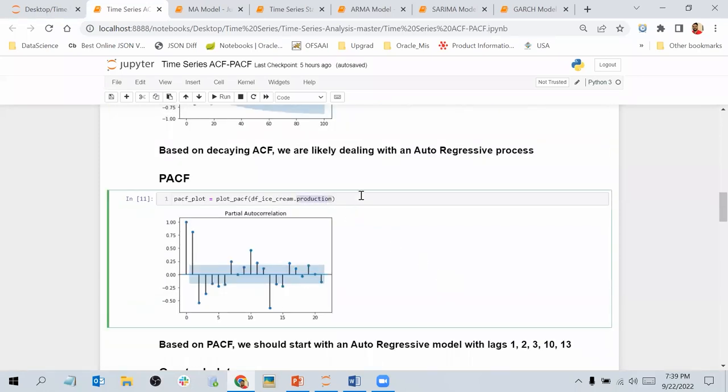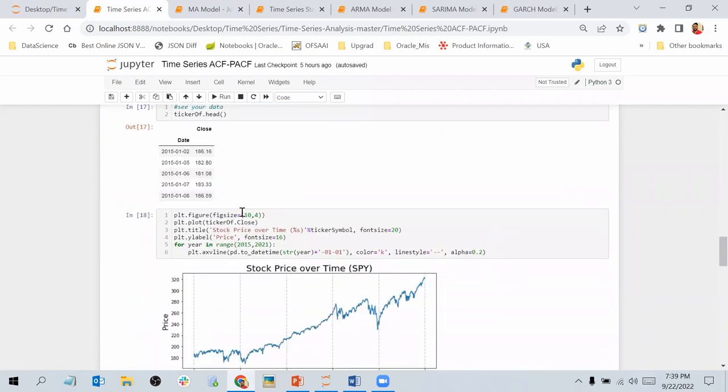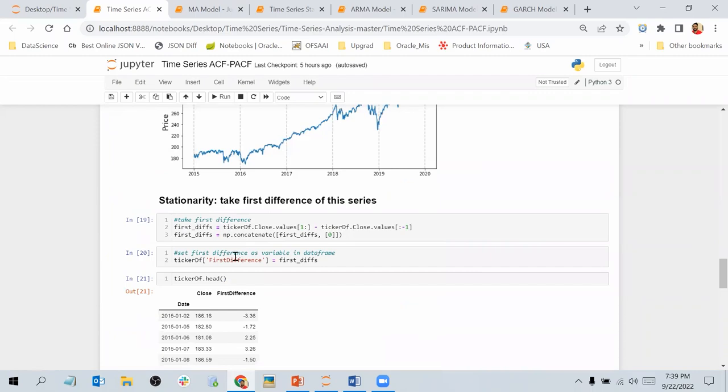Similarly, you can do a PACF plot. What will the PACF plot tell me? It tells the direct correlation of the price today with the previous lags. You can see that for this lag one, you have high correlation. Let me discuss this as well.